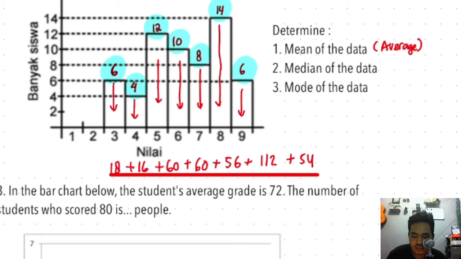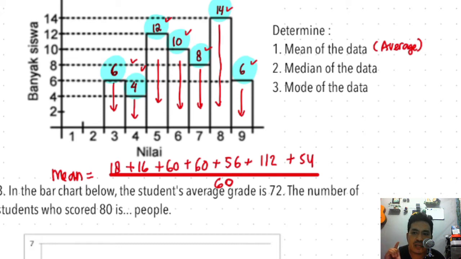So we have 6 plus 4 is 10, and then we have 20 students, and then we have another 20 students, become 40, yeah, and then we have another 20 students, become 60. So divide by 60 students. This is the mean or the average. Okay, that's how we find the mean of the data.